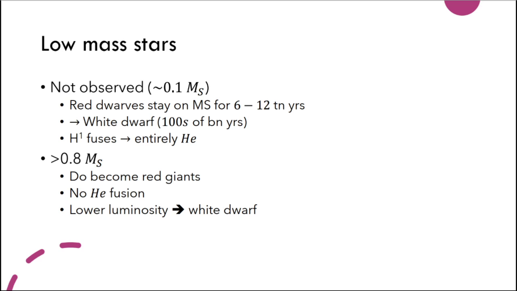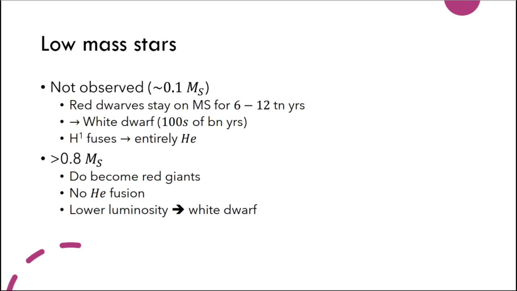Now it splits into three sections: low mass stars, medium mass stars, and massive stars. What happens when low mass stars cease to fuse hydrogen is unobserved for stars of around 0.1 solar masses or less. Otherwise, they form red dwarfs and stay on the main sequence for around 6 to 12 trillion years. Then they form white dwarfs, which also stay around for hundreds of billions of years, which is why we haven't observed it, because it's too long. All of the hydrogen in the star fuses to form helium, and it doesn't just form a helium core; the whole star turns into helium.